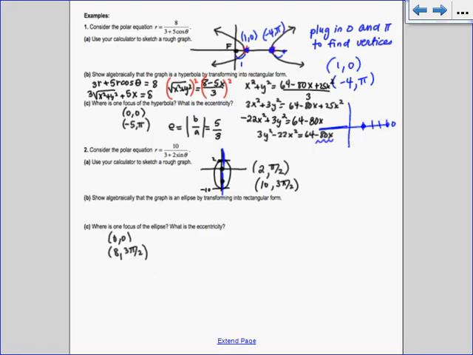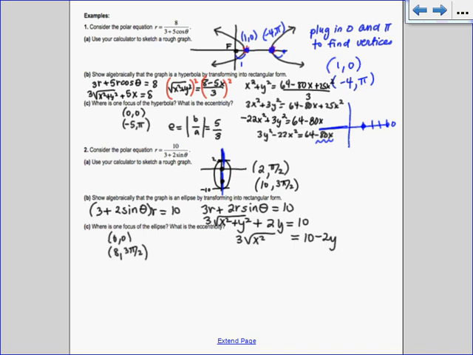All right, so we want to show that this is an ellipse by transforming into rectangular form. So again, we're going to multiply the denominator over. So I'm going to have 3 plus 2 sine of theta times my r equals 10. So I'm going to get 3r plus 2r sine of theta equals 10. So 3 square root of x squared plus y squared plus 2y equals 10. So 10 minus 2y equals 3 times the square root of x squared plus y squared.